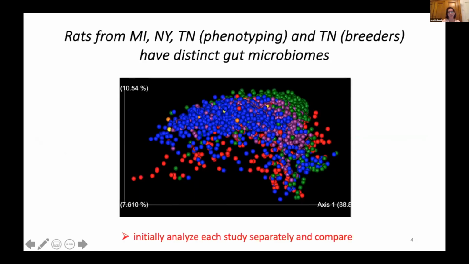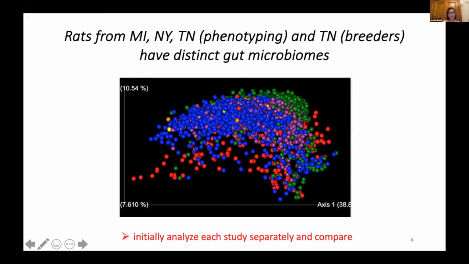So one of the first things that I looked at is whether rats have different gut microbiomes in the different phenotyping centers, and also if they have different microbiomes between the young adolescent rats that were phenotyped in Tennessee and the older adult breeders. I used the tool Qiita to do this. It's a really useful tool that's developed by the lab of Rob Knight. And from this picture here, which is sort of a PCA, where each color represents a study, we can see that clearly the rats cluster by study in terms of their microbiome. So the rats do have distinct gut microbiomes, depending on whether they were phenotyped in Michigan or in Tennessee or in New York. And there's also a distinction between Tennessee breeders and Tennessee phenotyped rats.